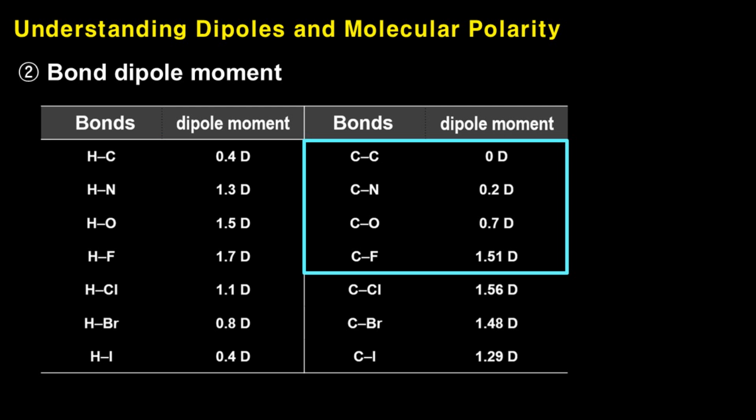Now let's shift to carbon-containing bonds, C-C, C-N, C-O, and C-F. The trend here is similar. Dipole moment increases in that same order. C-C has no dipole moment at all, since the two atoms are identical, so there's no charge separation. With C-N, there's a small difference in electronegativity, so the dipole moment is relatively weak. C-O is stronger, and C-F is the strongest, again, because fluorine is the most electronegative.